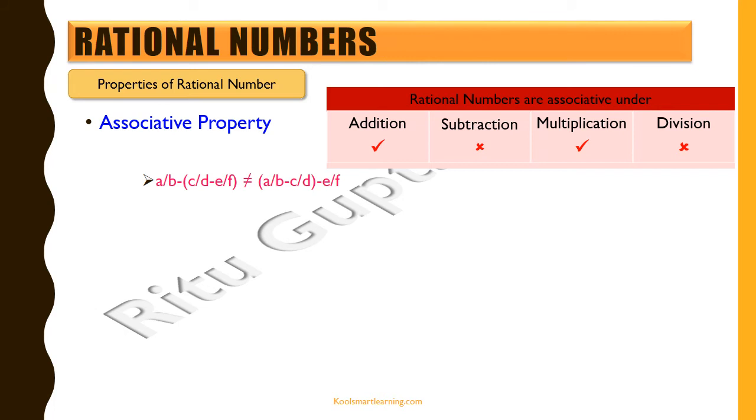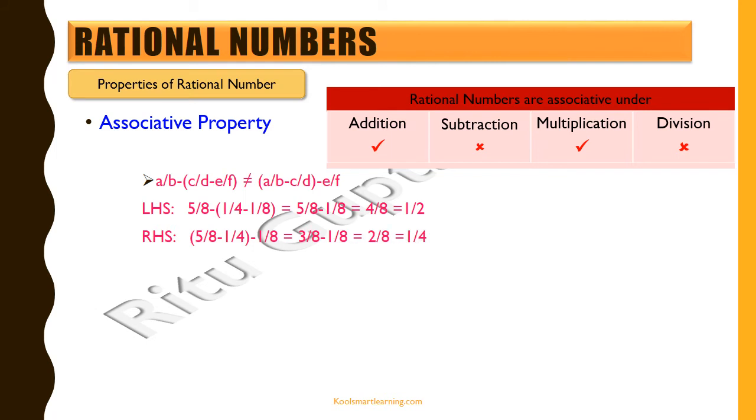But when we move to subtraction, A by B minus, in bracket, C by D minus E by F is not the same as subtracting C by D from A by B and then subtracting E by F from the result. Let's see how. If we take three rational numbers here, 5 by 8 minus, in bracket, 1 by 4 minus 1 by 8, that is giving us 5 by 8 minus 1 by 8, which is 4 by 8 or 1 by 2.